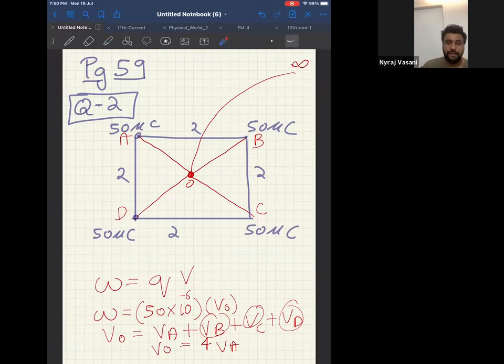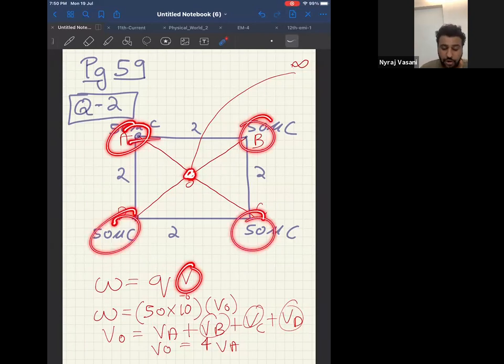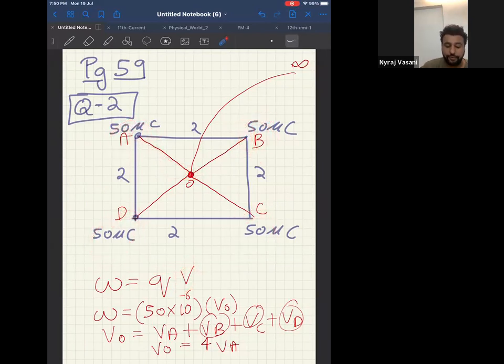Logic means I am supposed to find work done, which is same as energy. That is nothing but charge into potential. Now, potential at the center is potential because of this, plus this, plus this, and plus this. And all will be the same because the distance is same and the charge is same. Therefore, I can say 4 into V. Therefore, first I should get the potential at the center. That is my first step.